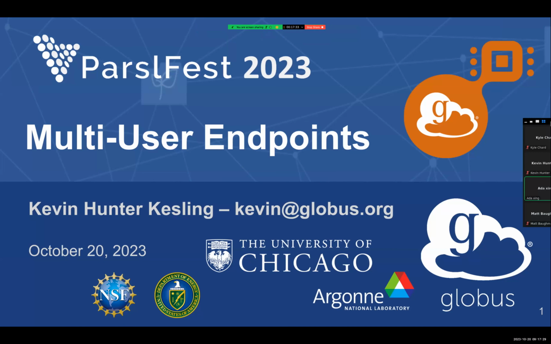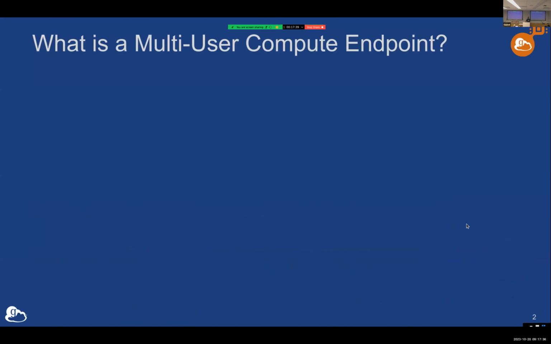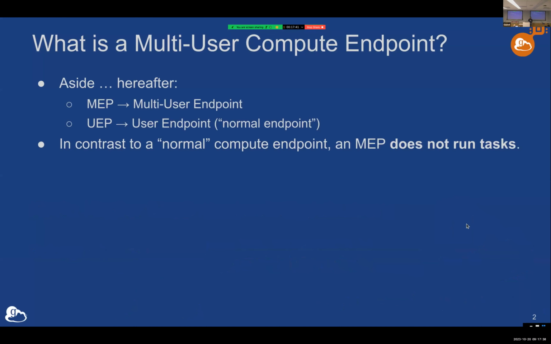I'm going to work backwards to multi-user endpoints by talking about what it's not. We're used to thinking of a user endpoint as something you configure and start up, which means to register it and get an endpoint ID. You take that endpoint ID, plug it into the SDK, and profit. And then you realize, oh wait, I need to change a configuration. I need more processes available, I want to use CUDA, or I want to change the wall time. Who knows?